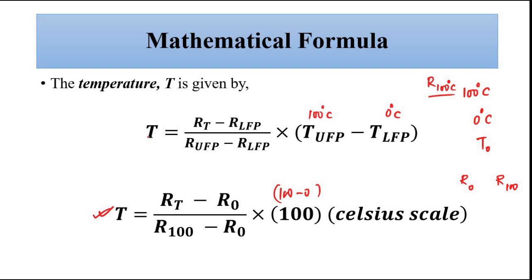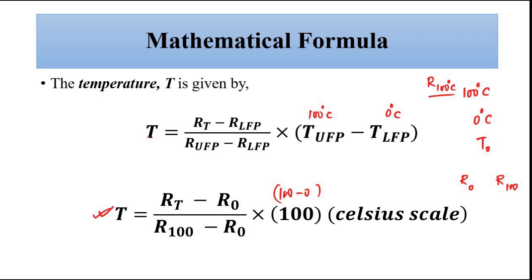This is the general formula. This is applied for a particular scale. So for any particular temperature reading, T is equal to resistance at that temperature minus resistance at the lower fixed point for that scale, by resistance at the upper fixed point for that scale minus resistance at the lower fixed point, into the difference between the upper fixed point temperature and the lower fixed point temperature. This is the thing. Same format.